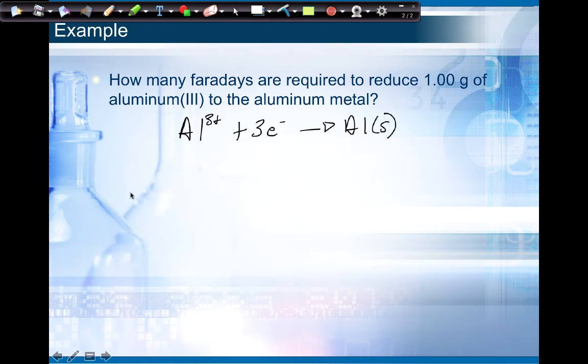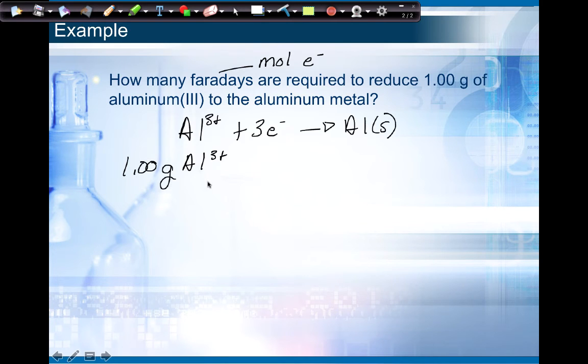And it's asking for Faradays. So I want how many Faradays. It gives me the mass of 1 gram of aluminum with a positive 3 charge. So this is my starting point. Remember, a Faraday is equivalent to 1 mole of electrons. So if I have 1 gram of aluminum, I can go to my moles of electrons, and then that'll tell me how many Faradays I have. It's just a simple conversion problem here.